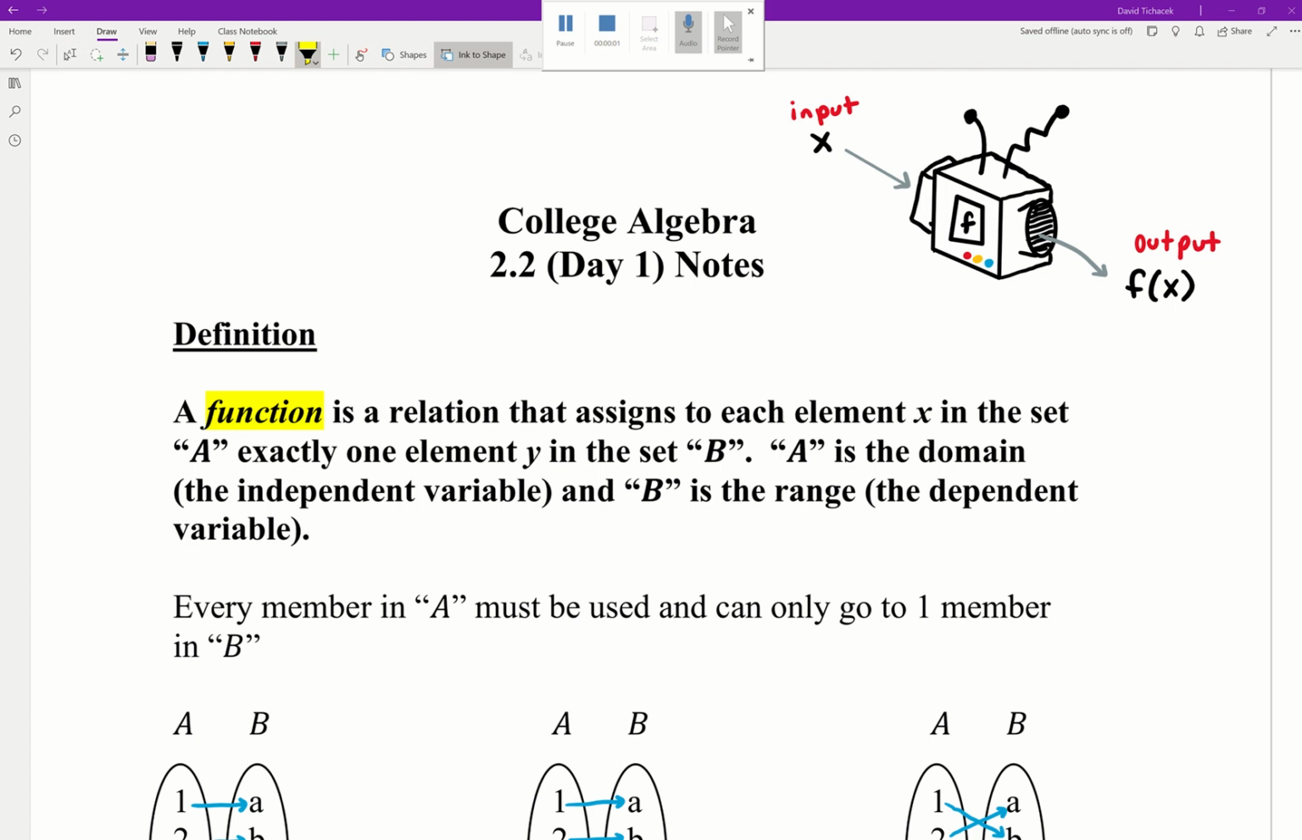Alright friends, welcome back. In this video I'd like to go ahead and continue our discussion of Chapter 2 by taking a look at the next section of your textbook, which is Section 2.2, and in this section we're going to talk all about functions, okay?